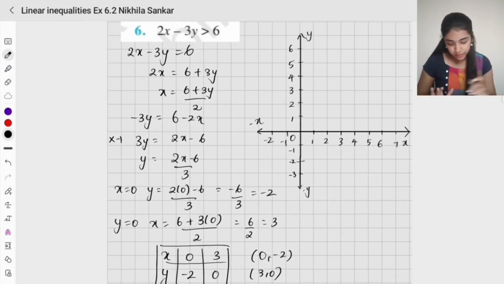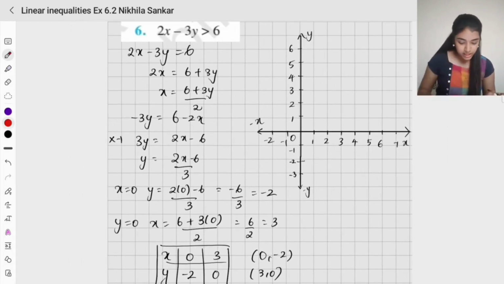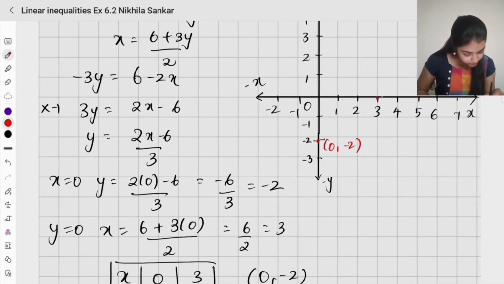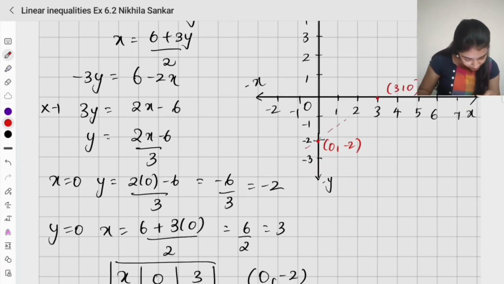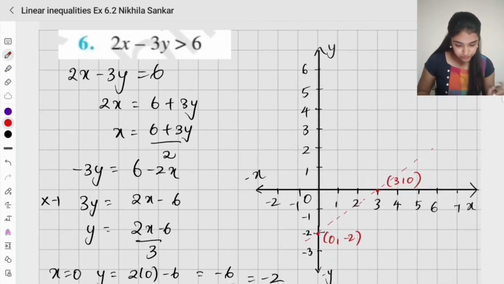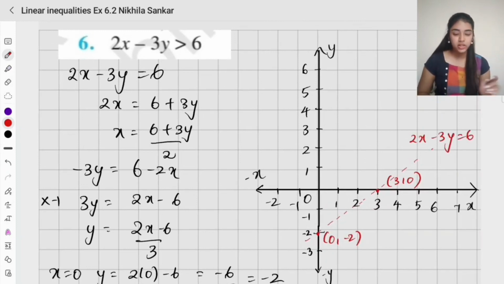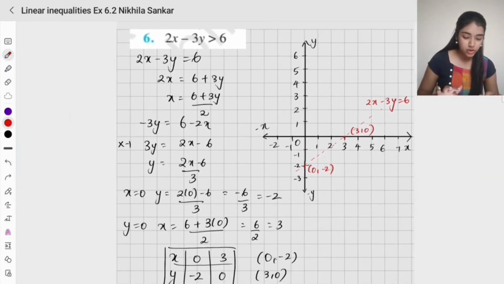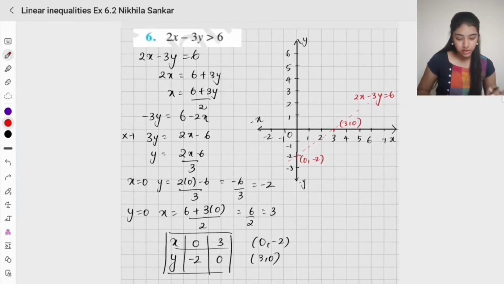So let's draw the graph. The graph is a strict inequality, so we draw a dotted line. So 0, minus 2 is going to be this. 0, minus 2 and 3, 0. So we draw a dotted line through 3, 0. Okay, so this line is going to be 2x minus 3y equals 6. Why are we drawing a dotted line? Because here we have a strict inequality. If there were an equal to, that line would also be included. Since that line is not included, we are not drawing a thick line, but we are drawing a dotted line.